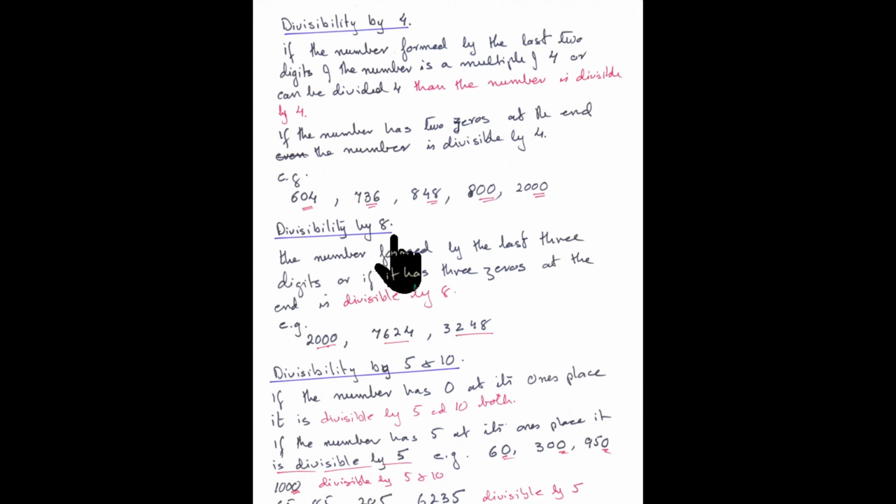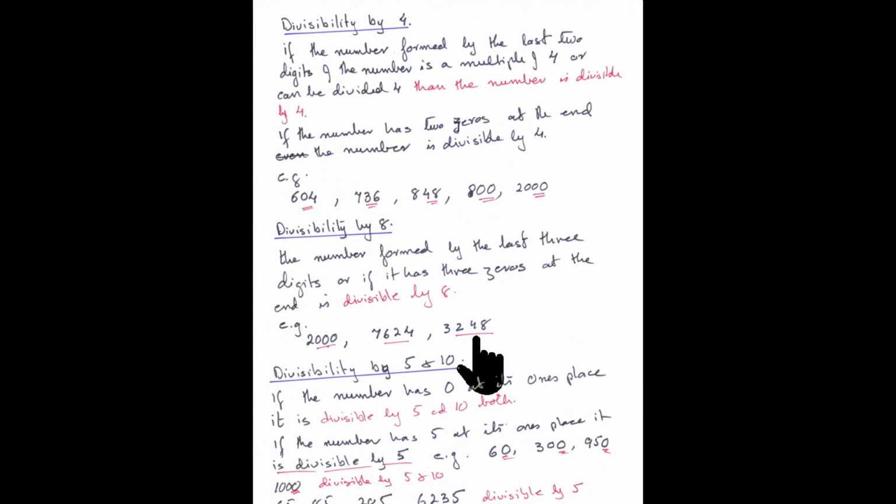For divisibility by 8, the number formed by the last three digits. For 4 it was 2 digits, for 8 it is 3 digits. Or if it has 3 zeros at the end, that is at ones, tens and hundreds place, it is divisible by 8. I have given you the example 2000. It has 3 zeros. 7624, 624, you can check if it is divisible by 8, the number is divisible by 8. 3248, 248, you check if it is divisible by 8, the number is divisible by 8.